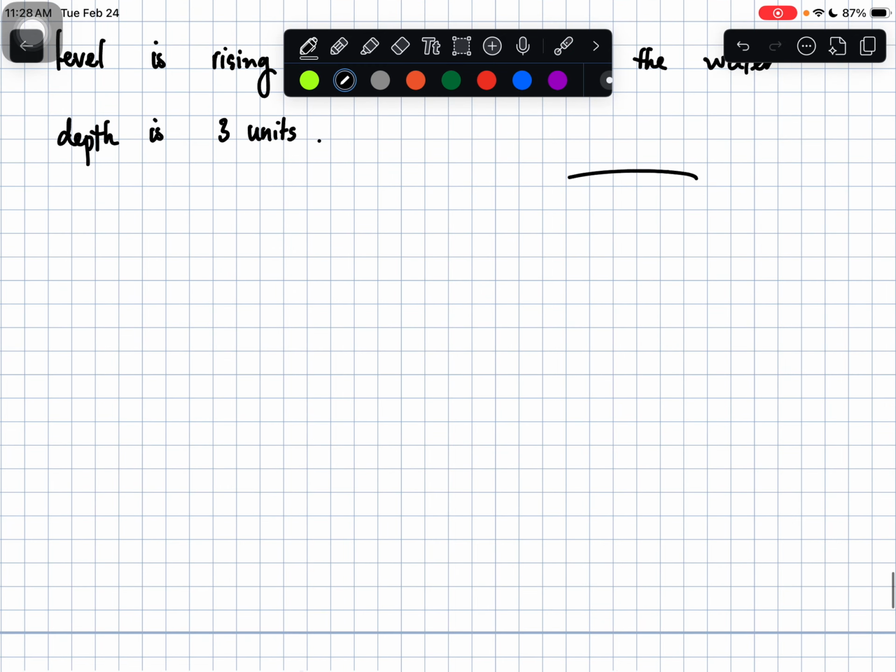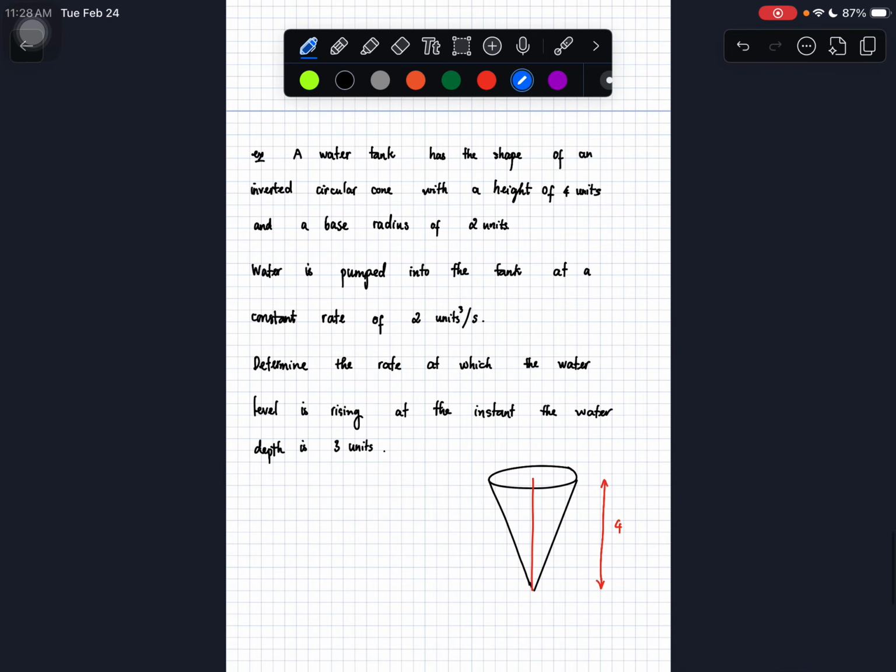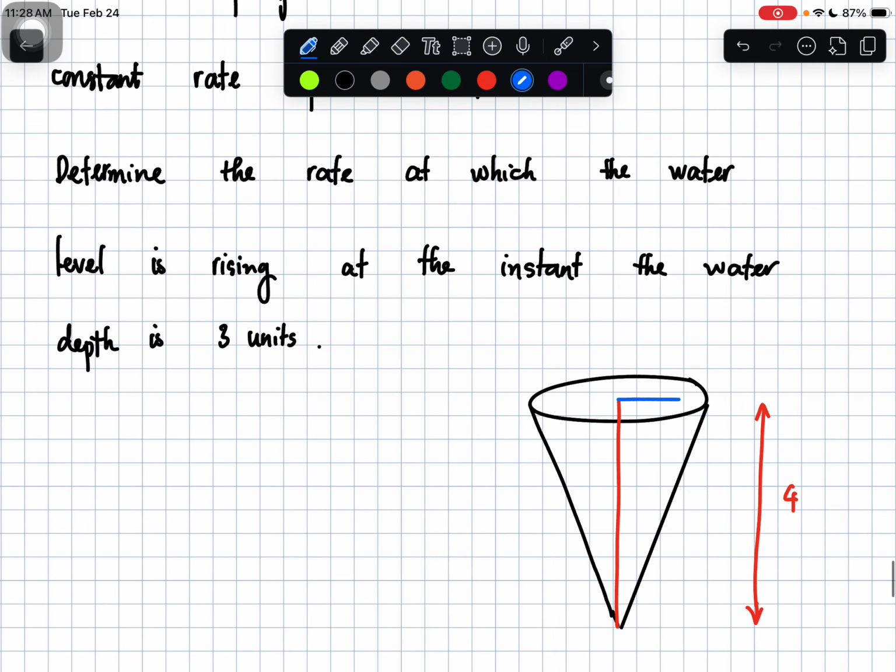We have this circular cone. This one has height 4, so the height equals 4. The base radius equals 2. The radius here equals 2.